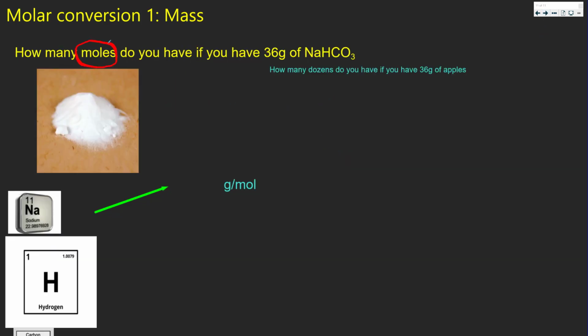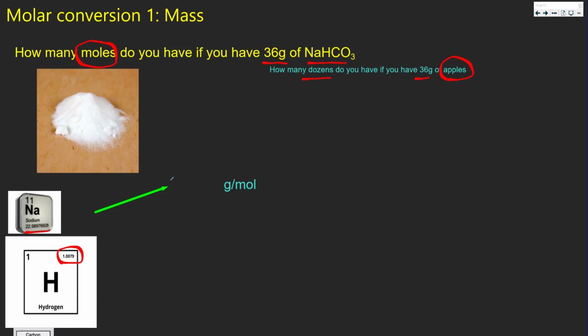This is how many moles do you have if you have 36 grams. So this is just like how many dozens do you have if you have 36 grams of apple, right? If I were to ask you that, you would have to wonder, well, how heavy is 1 dozen apples? We don't know that, so that's what we have to find. You have to be given that fact. Luckily for your elements, every element has that atomic mass. So this one, you will have to just add up all of the atomic mass for NaHCO3.